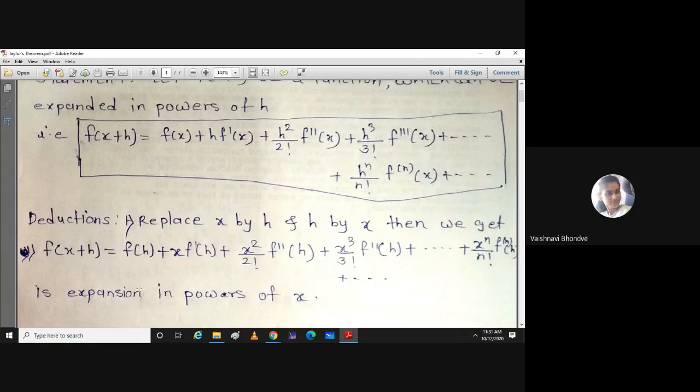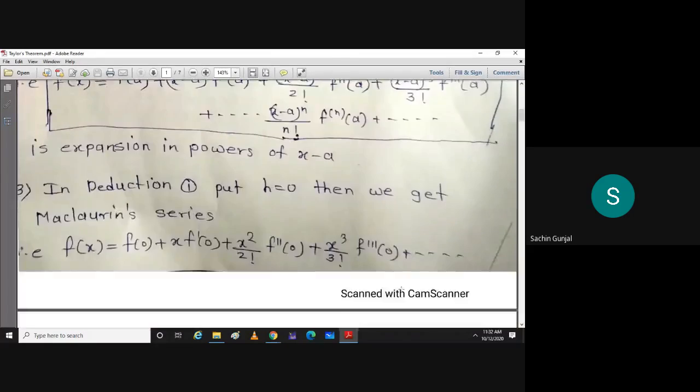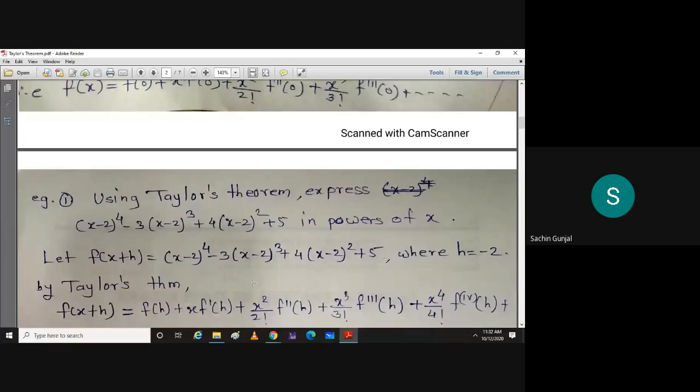So f of x minus 2. What is given to us? f of x plus h is given to us, and we have been asked to find out its expansion in powers of x. Is that clear? So what is the value of h? Minus 2. Good. So h is minus 2. Tell me f of x. This is f of x plus h. Tell me f of x.